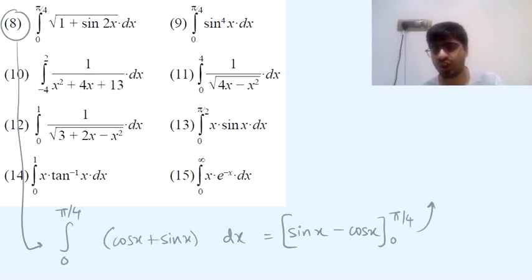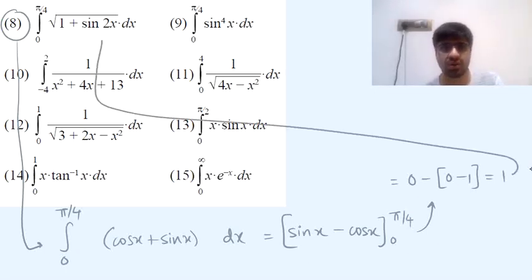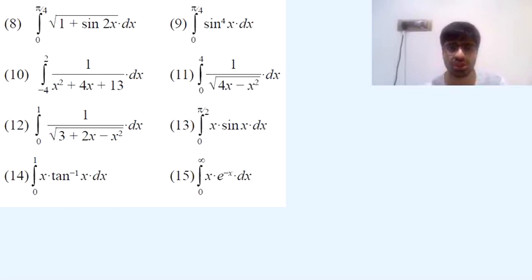So when you put x as pi by 4, you get 1 by root 2 minus 1 by root 2, which is 0. From that, you need to subtract whatever you get when you put a 0. So that will be sin 0, which is 0, minus cos 0, which is 1. So 0 minus 1, that's going to make it 0 minus minus 1, which is equal to 1. And yeah, that's the final answer for that 8th question.